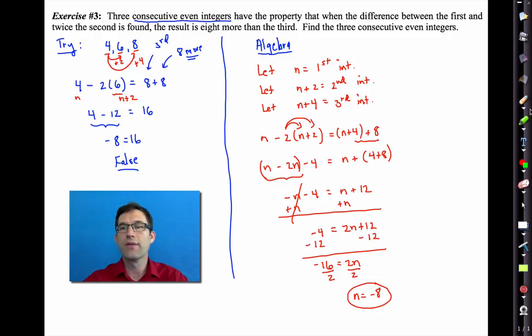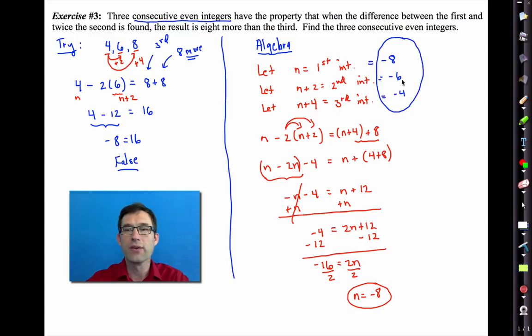Now, watch out. This is a little tricky. I'm going to go back to blue. The first integer is negative 8. The second integer is negative 8 plus 2, which is negative 6. And the third integer is negative 8 plus 4, which is negative 4. Here are my 3 integers. They are not negative 8, negative 10, negative 12. They're negative 8, negative 6, negative 4. Okay, and even that last little part of the problem can be kind of tricky. Okay?